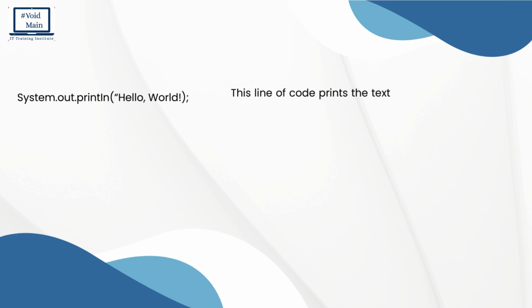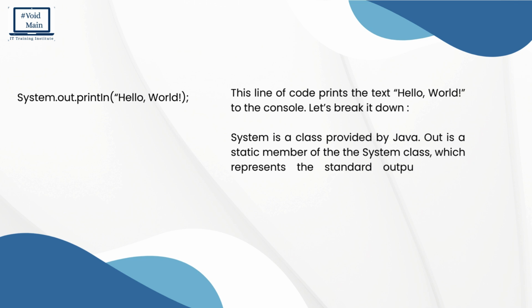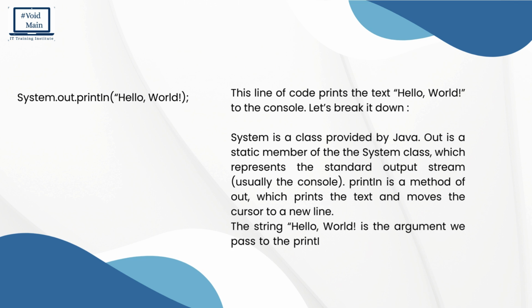This line of code prints the text hello world to the console. Let's break it down. System is a class provided by Java. Out is a static member of the System class, which represents the standard output stream, usually the console. println is a method of out which prints the text and moves the cursor to a new line. The string hello world is the argument we pass to the println method, and it's enclosed in double quotes because it's a string literal.